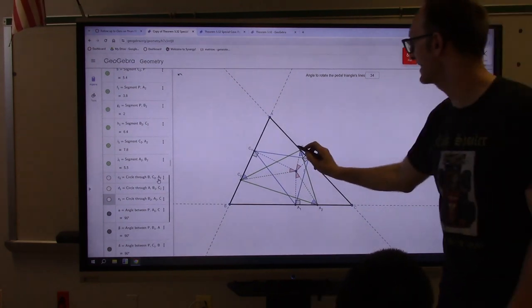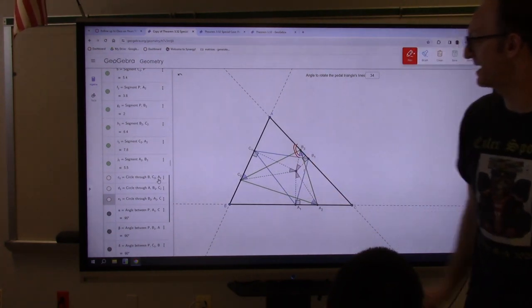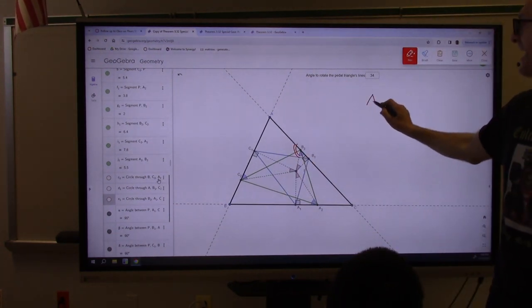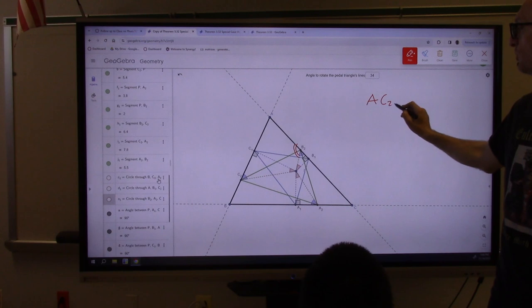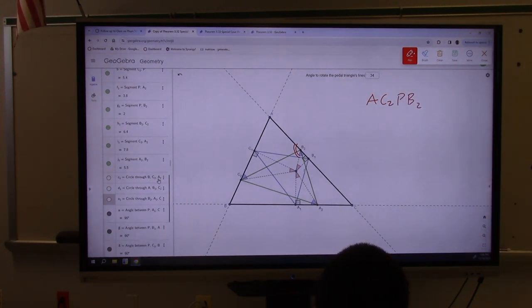I hear people saying, yeah, the sound of learning. That little red angle is the supplement of a blue, yeah? Because it just is. But that makes A, C2, P, B2 also a cyclic quad, because its opposite angles are supplementary. That's what you were just saying, right? Cool, that was my only point.